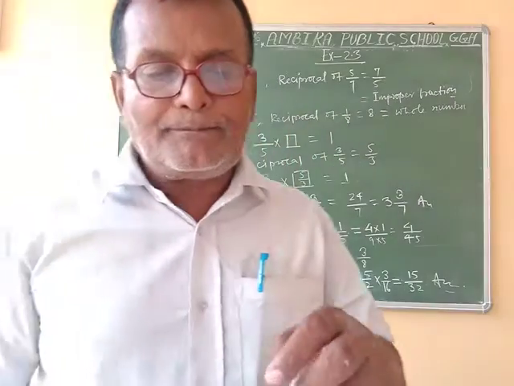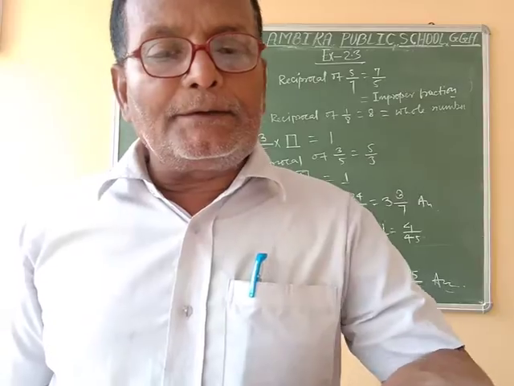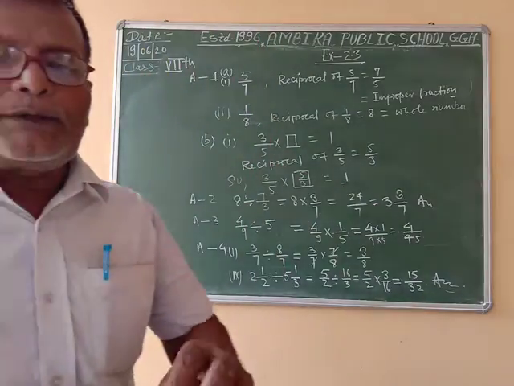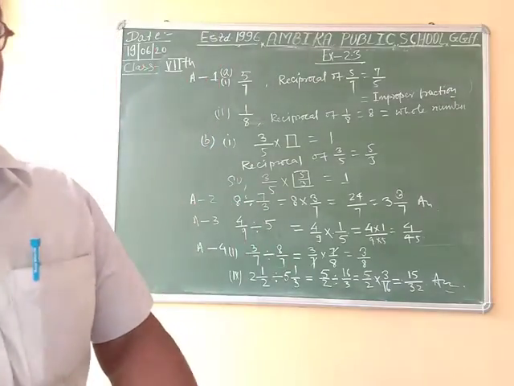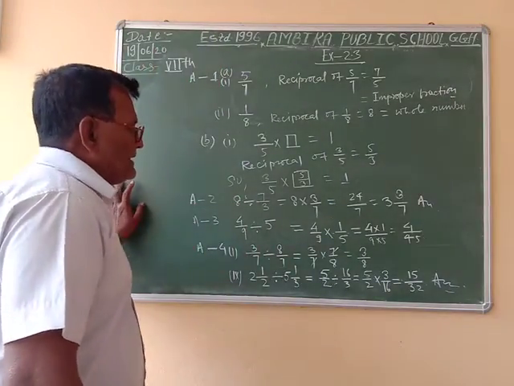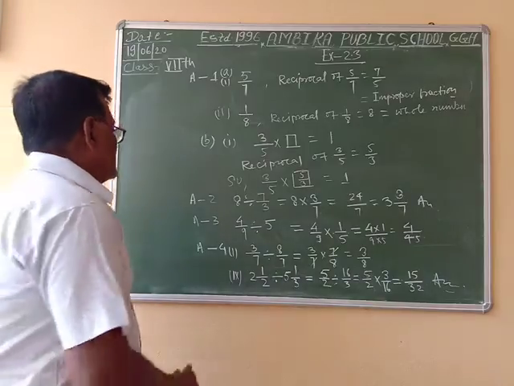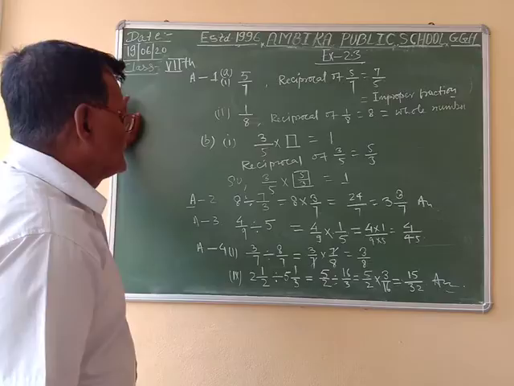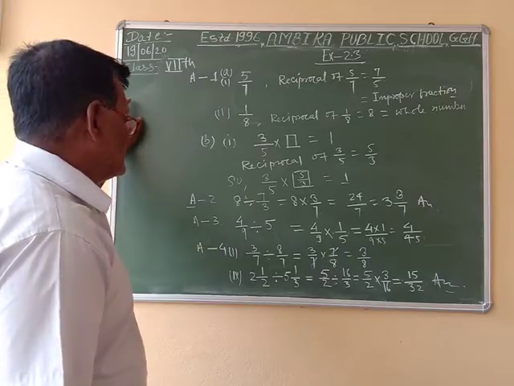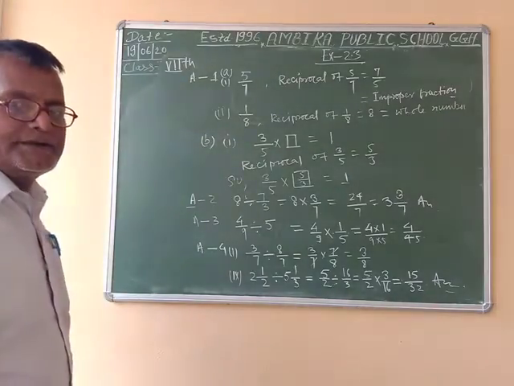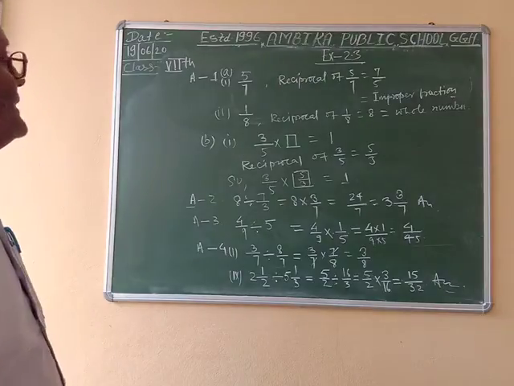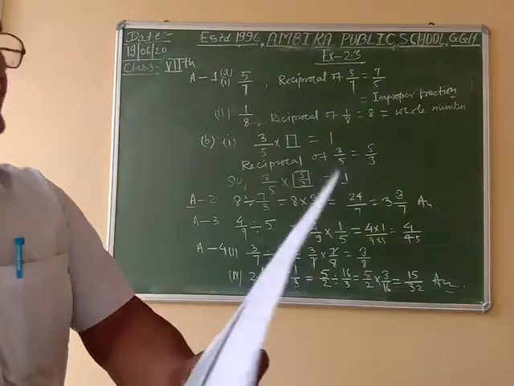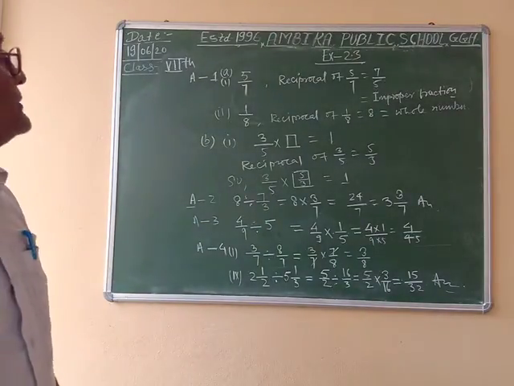Now I believe that all the questions are very easy. You will try to solve these questions. I believe that you can solve all the questions of this exercise. Very easy exercise. And in the next class, I will start the decimal chapter, chapter 3 of this book.